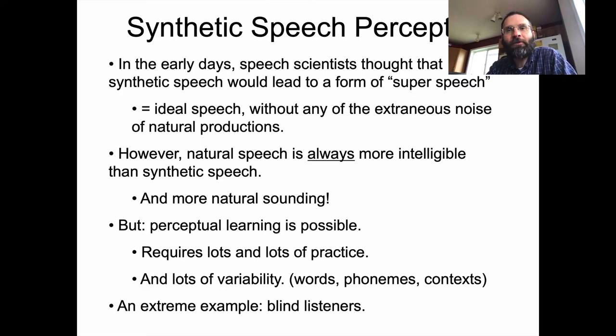Another example is what happens when listeners are blind. It's a great thing about the modern world that we can use computer systems to read out any sort of text, right? So if you're blind, this is something you might want to make use of on a regular basis. Some blind listeners, if they listen to synthetic speech a lot, will become expert listeners at it. And like I said, as is the case with Professor Flynn, they will often want to listen to it at a very high rate of speed because they can get that information out of the speech very quickly.